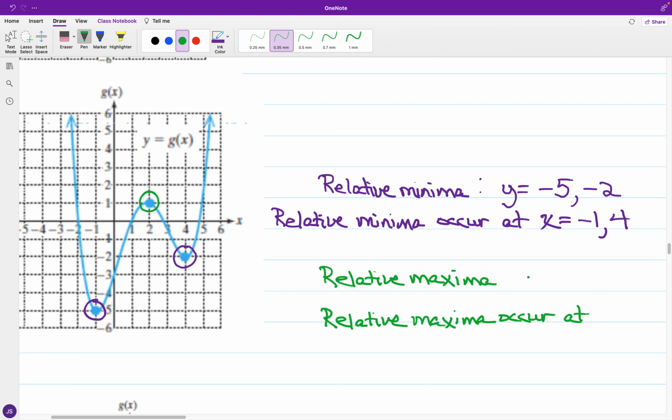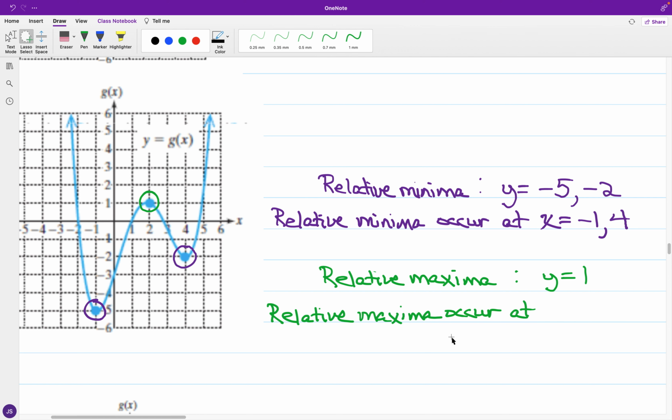And for the relative maximum, there is only one location, and this is where we had the ordered pair 2, 1. So the maximum in this case is the y value, which is at 1. And in terms of where that point exists, this would be the x coordinate. So whenever y is at 1, x is equal to 2. So there's only one relative maximum and two relative minima. Again, the relative minima and maximum refer to the y values, and where they occur addresses the x values.